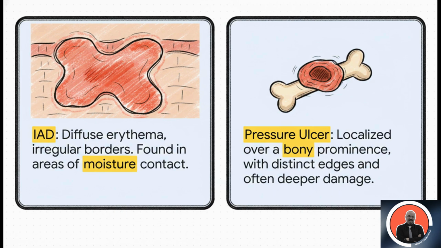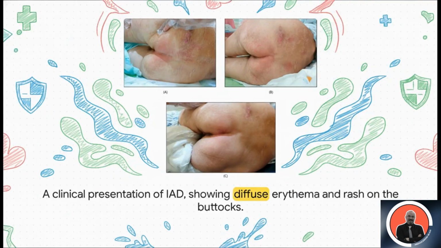So let's compare them side by side. With IAD, you're looking for a widespread redness, often with scattered, irregular borders, and the skin might even look a little shiny or glistening. And the key is its location. It's always in areas that come in touch with moisture. Now compare that to a pressure ulcer. That's usually a very localized injury right over a bony spot, with really distinct edges, and often it involves damage to deeper tissues.